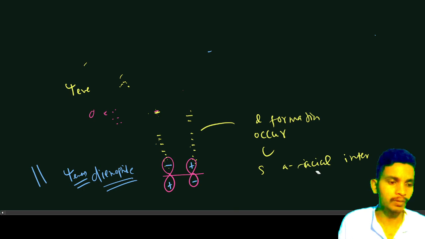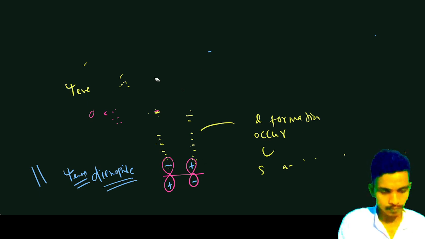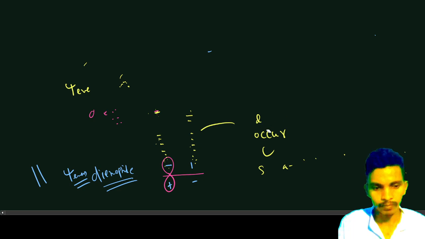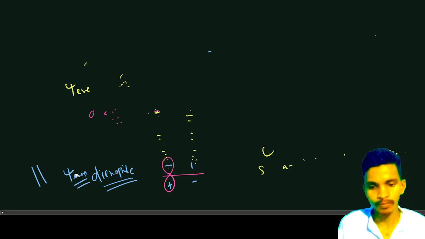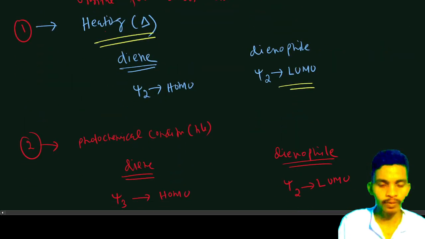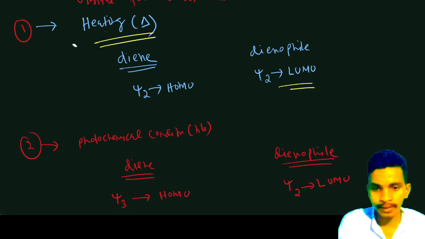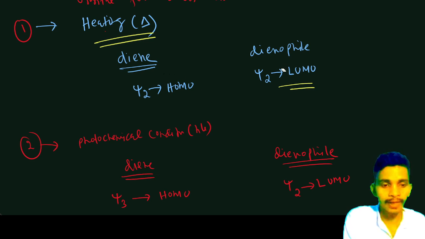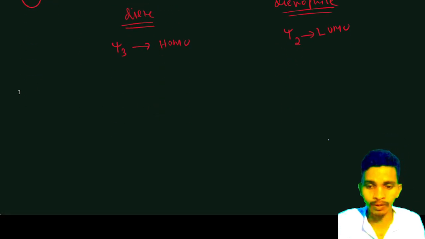Okay, let's do this example. So for heating, what we see is that for the diene, side 2 is the HOMO, and for the dienophile, side 2 is the HOMO. Now for heating, I am doing the representations.